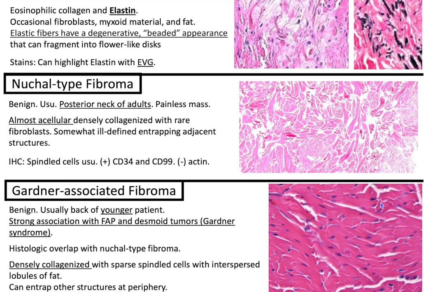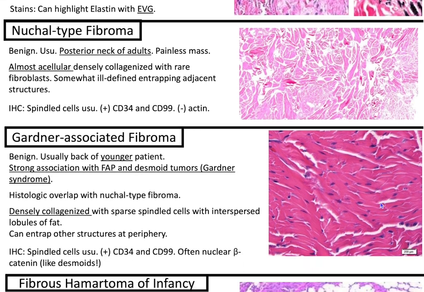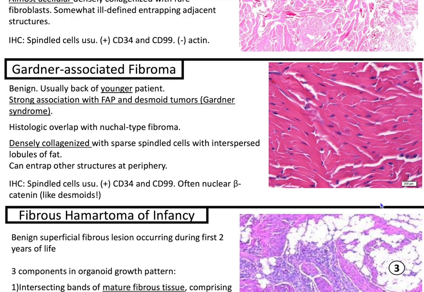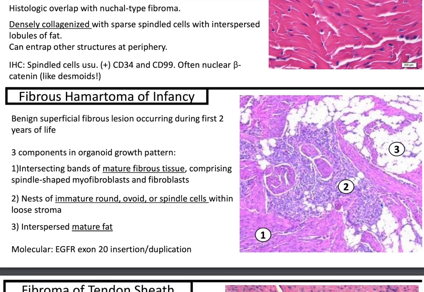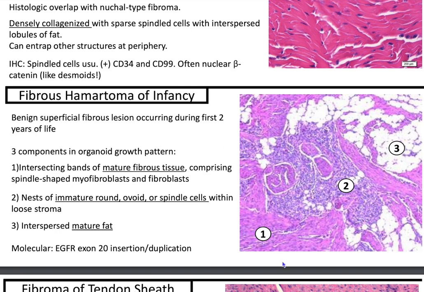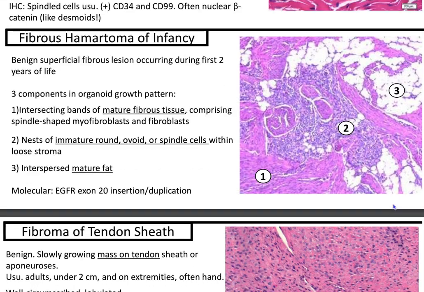Nuchal type fibroma, posterior neck of adults, almost acellular, densely collagenized. Gardner-associated fibroma looks similar to nuchal type fibroma in younger patients. Strong association with FAP and desmoid tumors. Fibrous hamartoma of infancy during the first 2 years of life. Organoid growth pattern, triphasic, you'll see intersecting bands of mature fibrous tissue, nests of immature round, ovoid or spindle cells, and then interspersed mature fat.